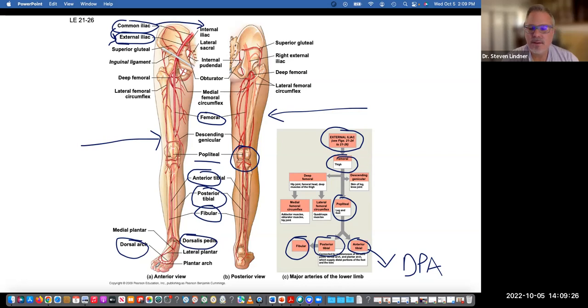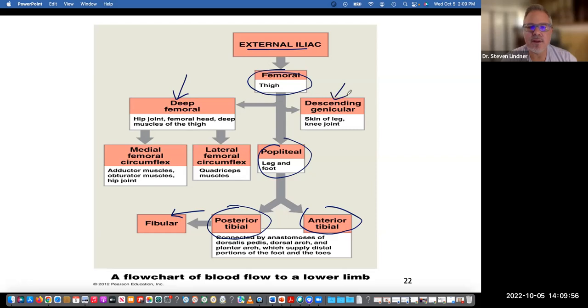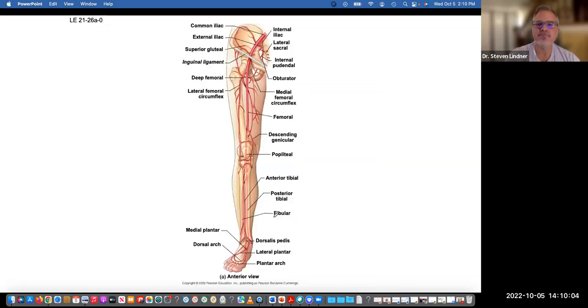Okay, let's look a little further here. So we're going to look at the external iliac, follow it down into the femoral, popliteal, anterior tibial, and the posterior tibial. Posterior tibial will lead into the fibular artery. The one that I didn't mention is the deep femoral, or the descending genicular, or the lateral femoral and medial femoral. Just want you to know the main pathway for now.